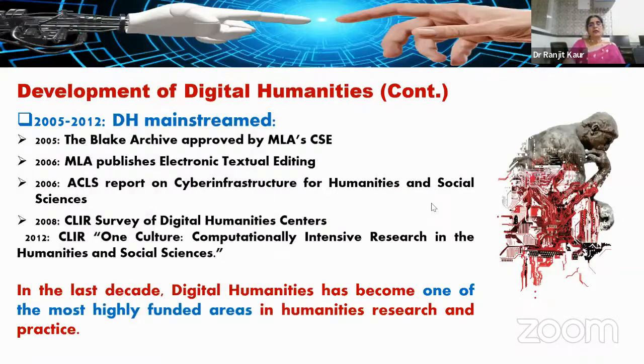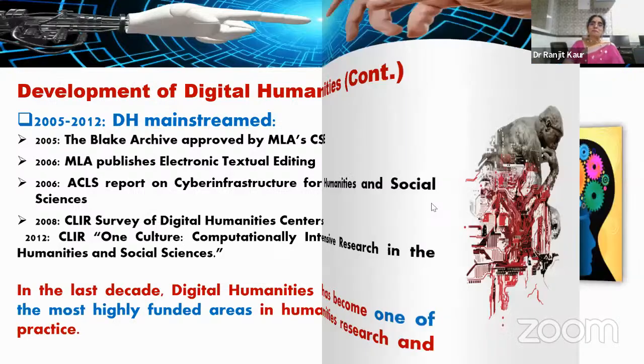Another important point to keep in mind is that from 2005 to 2012, digital humanities became a mainstream term, and multiple changes were brought in. But in the last decade, from 2012 to 2022, digital humanities has become one of the most highly funded areas in universities worldwide, in humanities research and practice. So people are taking up multiple projects to preserve our history through digital humanities.